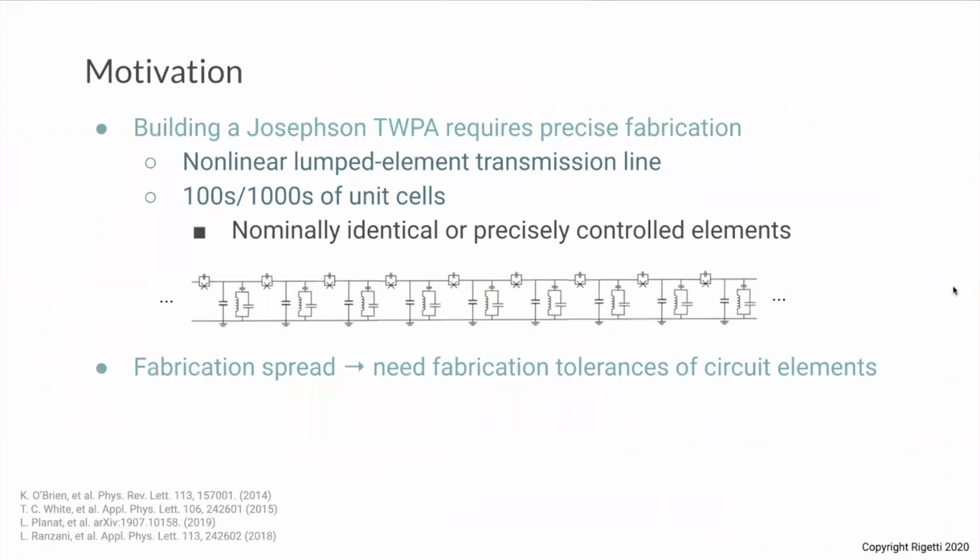So the motivation behind this talk is that building a Josephson TWPA requires precise fabrication. That's because a TWPA is essentially a nonlinear lumped element transmission line, which has hundreds or thousands of unit cells, which are all nominally identical or precisely controlled in circuit value. So in a realistic setting, you'll always have fabrication spread, and here we'll study the fabrication tolerances of these circuit elements.